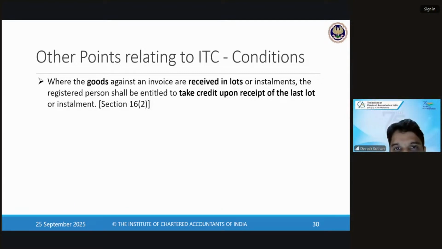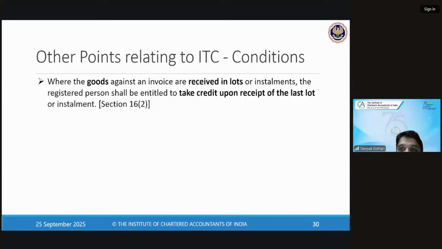Final lot. So if you have to receive 1,000 kgs of cement, it will not come in one truck: 200 in the first truck, 200 in the second truck, 200 in the third truck, like that. 200 bags will come in separate trucks. So when will you claim the credit? As soon as the first truck comes and the invoice comes, will you claim it? No. Once the last truck has come, that is the last lot, only then can you claim it.